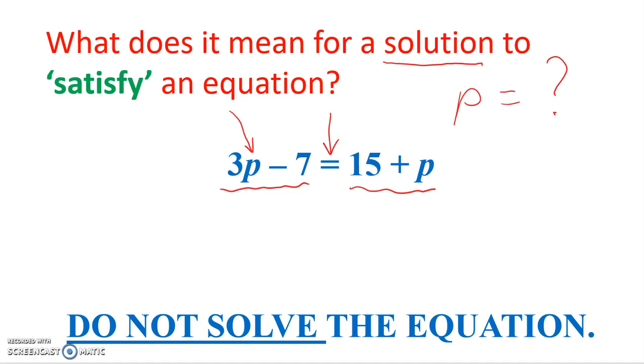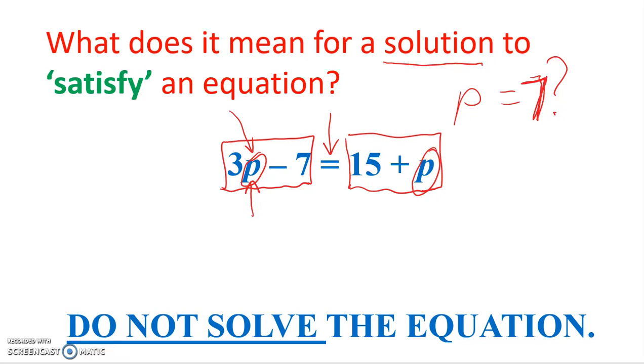When we ask you what does it mean for a solution to satisfy an equation, it's asking you, is this solution correct for this equation? And what it means in mathematics is when we take that solution, so the value for p, so if I think p is 7, I'm not saying it is, but let's just say, for example, we think p is 7. If you substitute p equals 7 for this p here and for this p here, if the solution satisfies the equation, then the left-hand side of the equation will be equal to the right-hand side of the equation. And that is only if p does equal 7, if that's the correct solution.